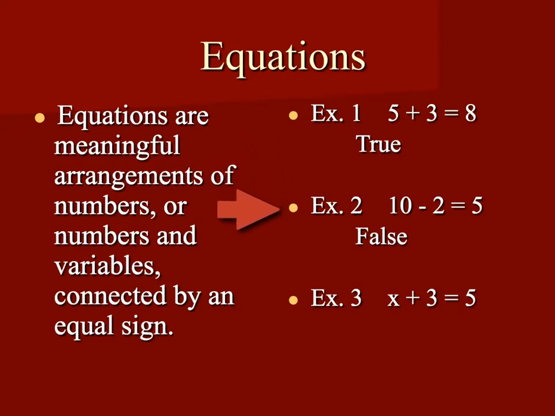The second is an example of a false equation. A false equation occurs anytime one of the sides is not equal to the other. So 10 minus 2, that's really 8. So we know they are not equal to each other. Typically, you're going to take a line and mark through the equal sign to show that it's not true. The last equation that we have down here is considered a conditional equation. X plus 3 equals 5. Conditional means that it depends upon what you plug in for x, whether or not this equation will be true.